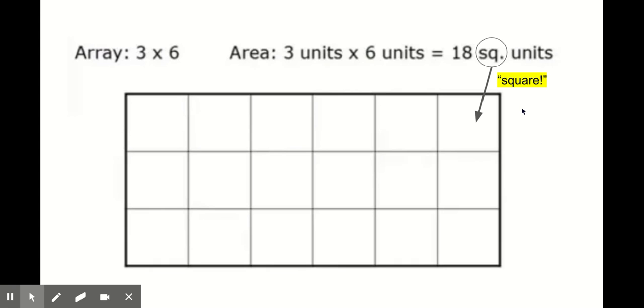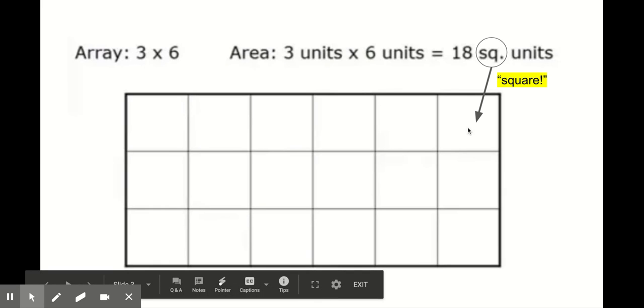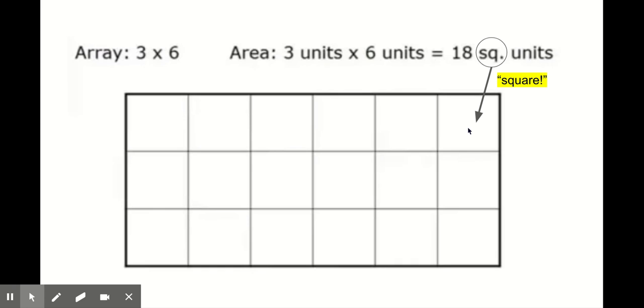We've already been talking about arrays all year with multiplication. We know that to build a 3x6 array, we need to have 3 units down and 6 units across. This builds a rectangle that has the correct dimensions 3x6.